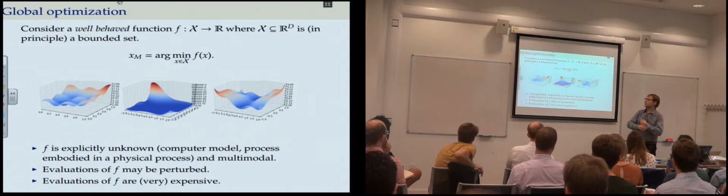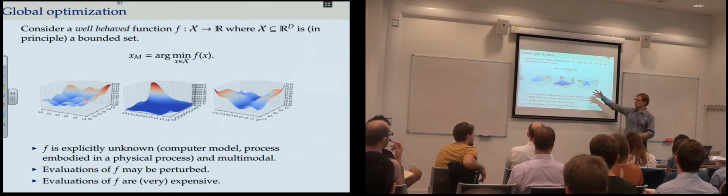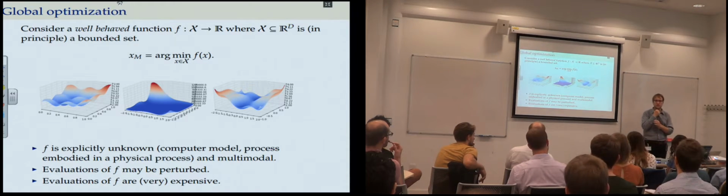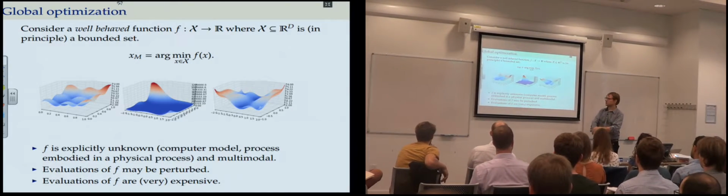So the problem is very easy to state, but very hard to solve. It's finding the global minimum of this function in the domain that we have, right? These are just some examples of functions from optimization benchmarks that you can find easily on the web, in the literature.